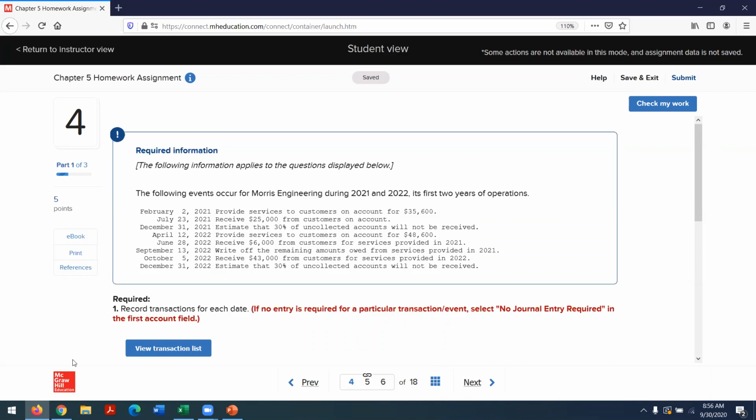February 2nd, 2021. Provide services to customers on account for $35,600. What are we going to do there? We're going to work on this together, guys. What are we going to do? Debit accounts receivable and credit services revenue.